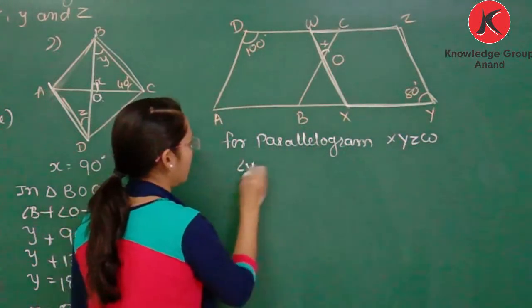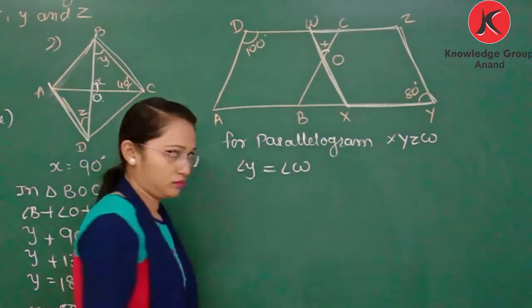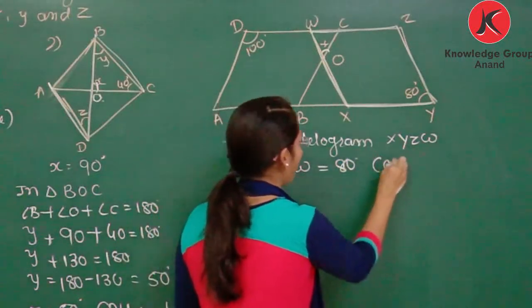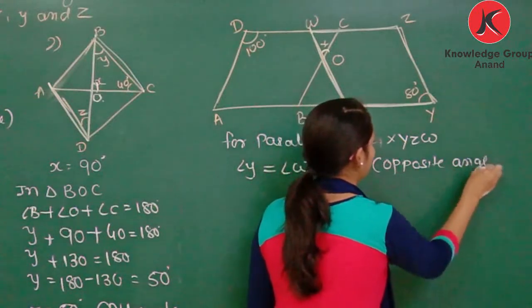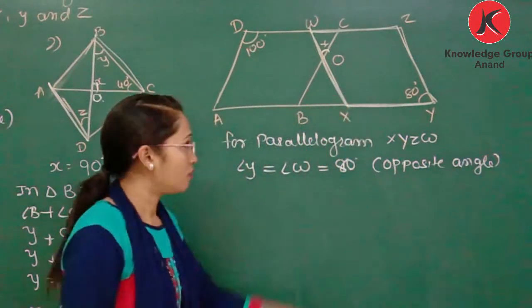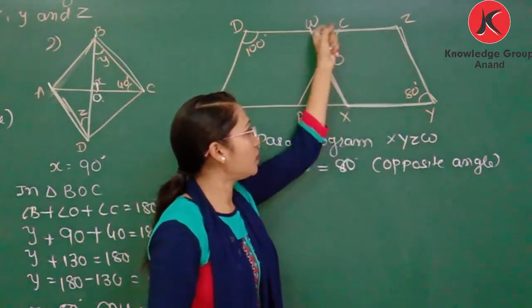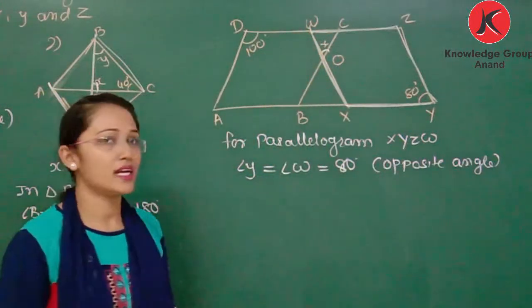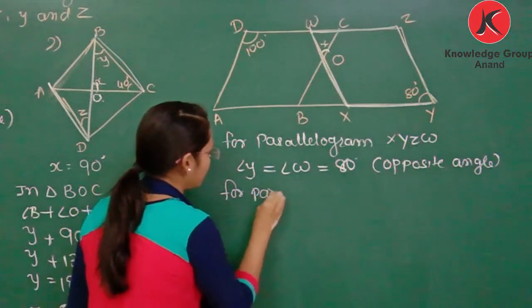angle y is equal to angle W, that is 80. Why? Because opposite angles are equal. Clear? In parallelogram x, y, z, w, y and w are opposite angles and opposite angles are equal, so w is 80 degrees.